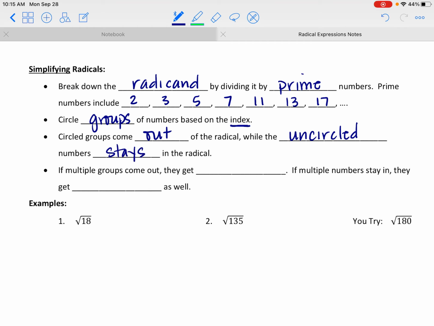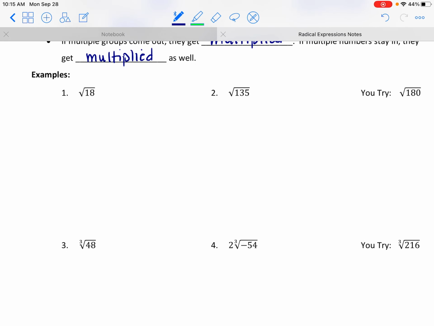Okay? If you have multiple groups that come out, they're going to get multiplied. If you have multiple numbers that stay in, they get multiplied as well, which makes sense because we're using the factor tree. It's just a bunch of products. Okay? So let's look at these. Now again, if you don't need the whole process, like if you're looking at 18 and you know it's 9 times 2 and you can't break the 2 down any further, you can jump right to 3 radical 2, awesome. If not, totally fine as well.